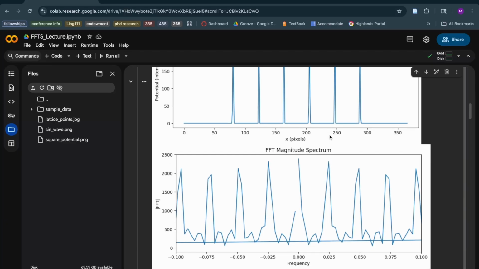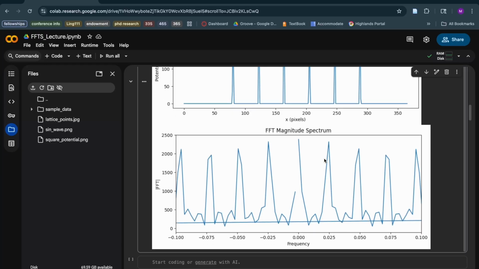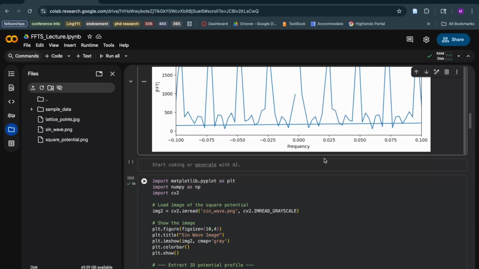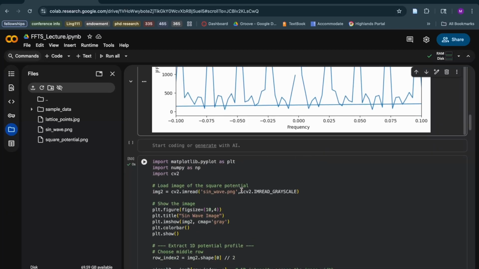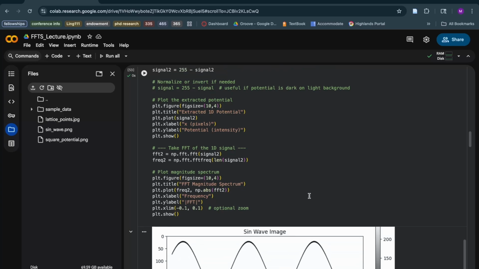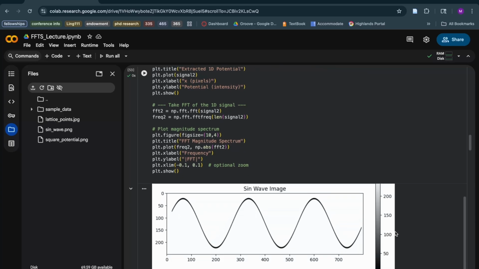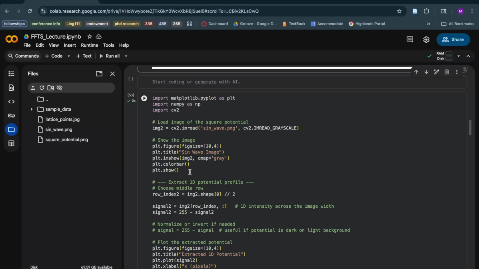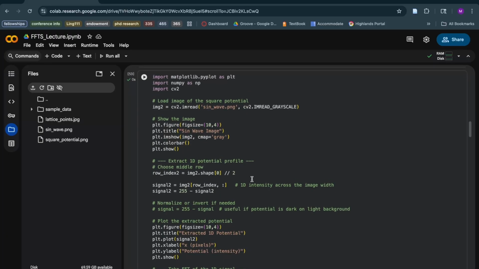Good job. Next part, we're going to talk about how to do this for a sine wave. Very similar implementation. We're going to read in an image I have of a sine wave. Again, scrolling down so you can see it. Here's our sine wave image. Ta-da! Awesome. So we read in that image, we plot it, then we find a middle row, some row in the middle.